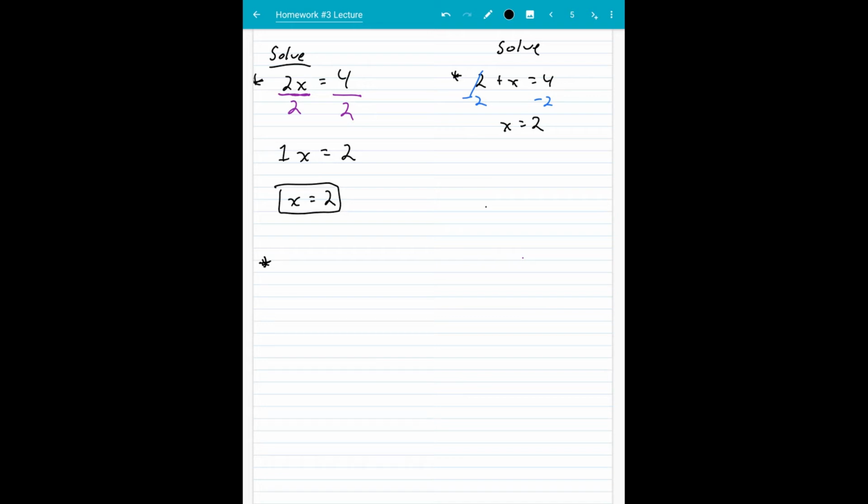If I had something like negative 3y is equal to 9, I need to get the y by itself. I need to detach it from the negative 3. So I need to divide by negative 3 on both sides. Now instead of going from 2 divided by 2 makes 1, and then 1x just makes x, we can skip this step and just cross them out and know that negative 3 divided by negative 3 makes 1. So ultimately our answer becomes y equals negative 3.